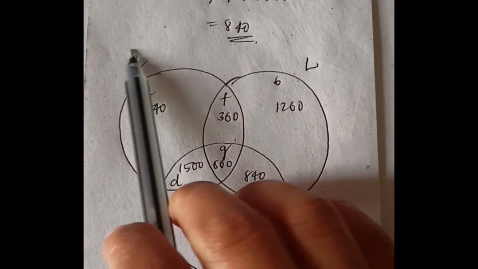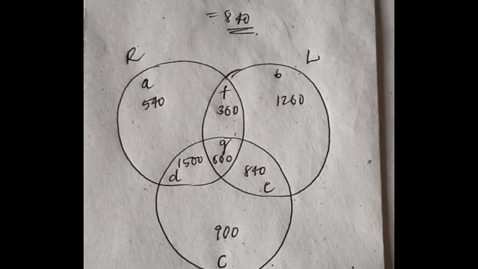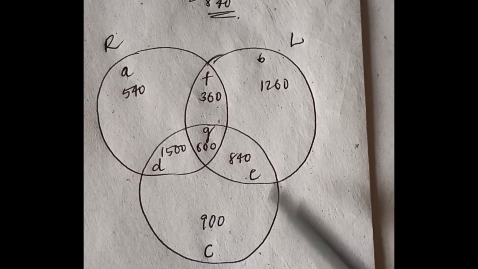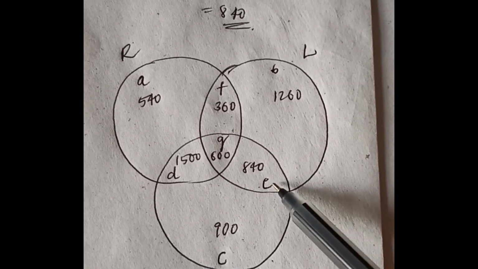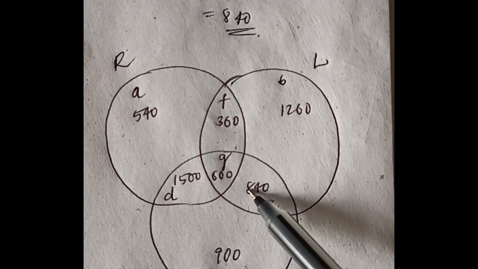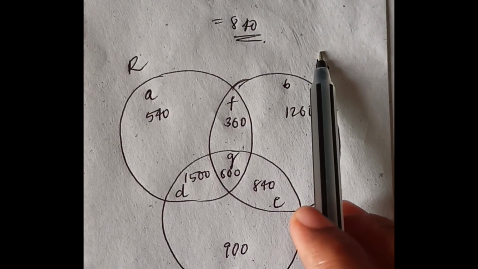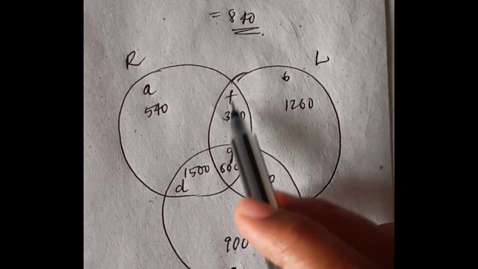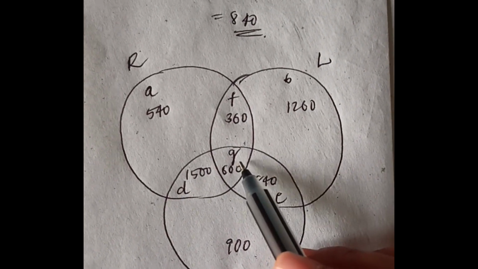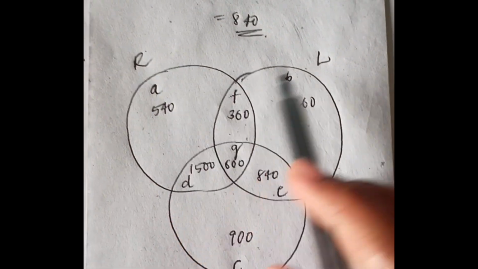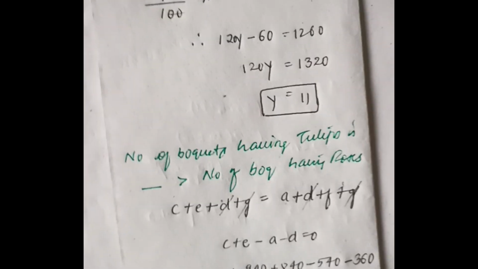So the final diagram will be R roses, L lily, and this is tulips. Only tulips is 900, and tulips and lily but not roses is E, this is 840. Roses and lilies but not tulips is 360, and all three will be G, that is equal to 600, and D will be equal to 1500. A is 540. Okay, so let's solve the questions.